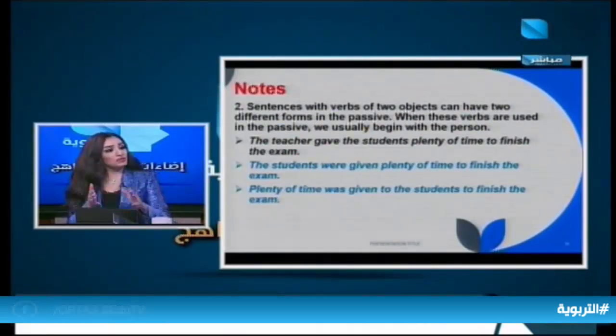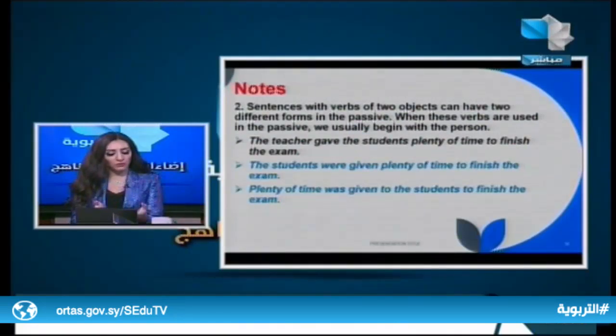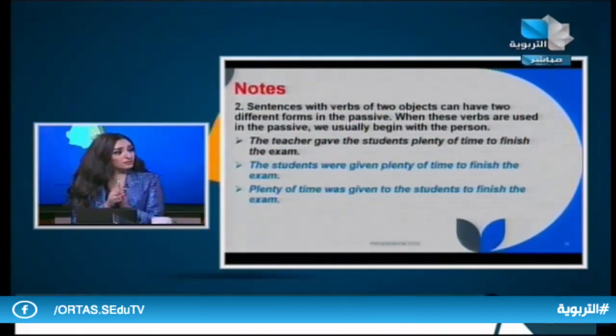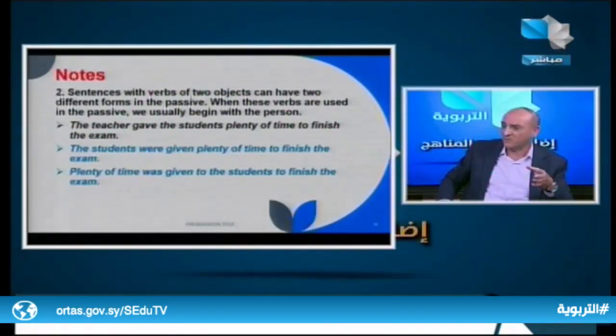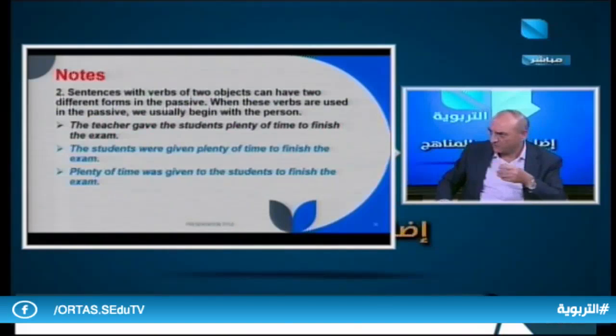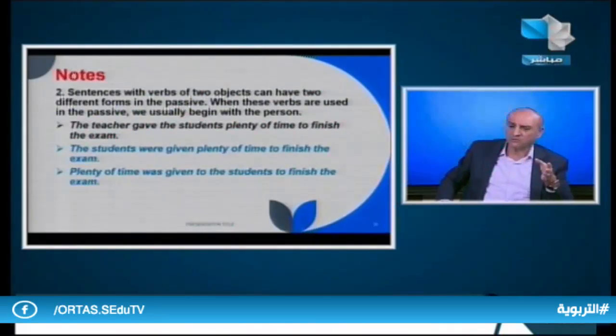Here students should pay attention that they have two choices: either to start your sentence with the first object, the students, or to start your sentence with the second object, plenty of time. The two are acceptable, but we usually start with the first one. Why? Because we mention the person before plenty of time. Yes, with people we usually begin with the person.